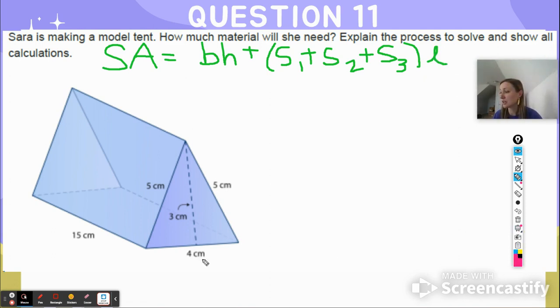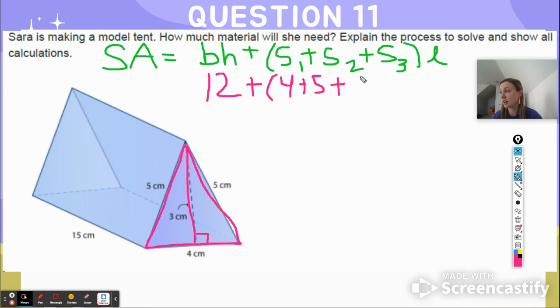So base times height is talking about the triangle. And for the triangle, our base and our height make a right angle. So the base and the height are 3 and 4. So 3 times 4 is 12. Plus, we're going to add our side lengths, which are 4 plus 5 plus 5, because the side lengths of the triangle are talking about the outside, times the length of the entire prism, which is 15.